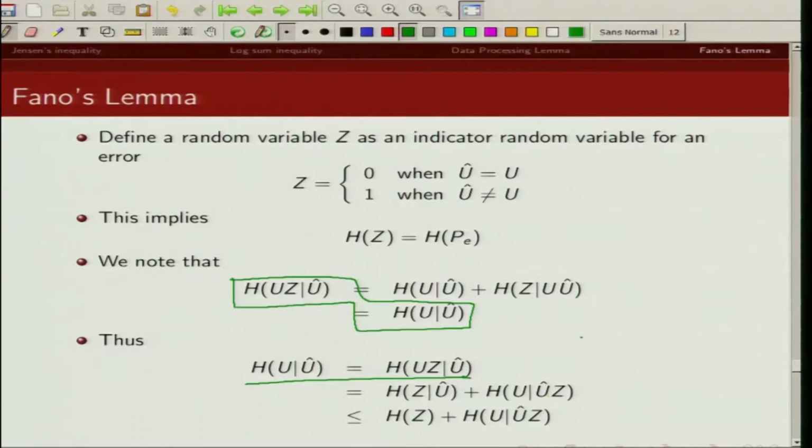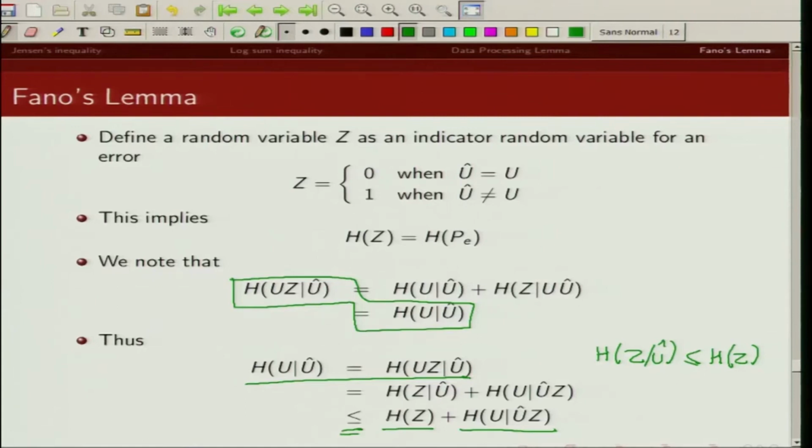Now, uncertainty: we know that conditioning cannot increase uncertainty. So H(Z given U hat) has to be less than or equal to H(Z). So then I can write this term as less than or equal to H(Z) plus H(U given U hat, Z).